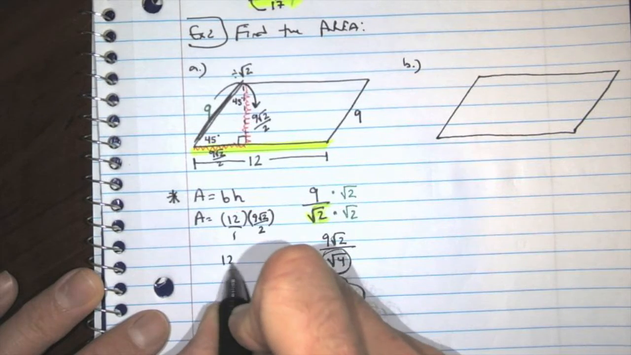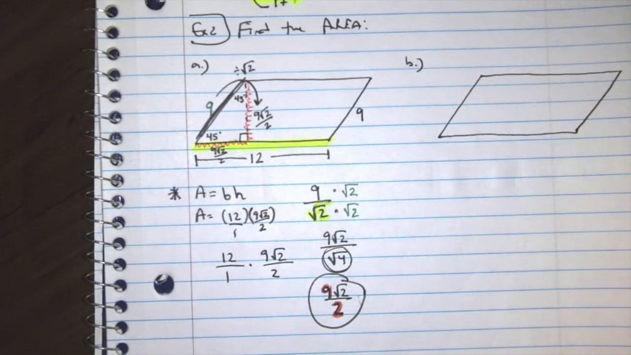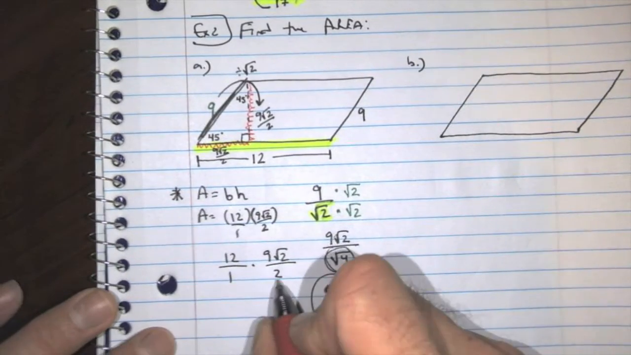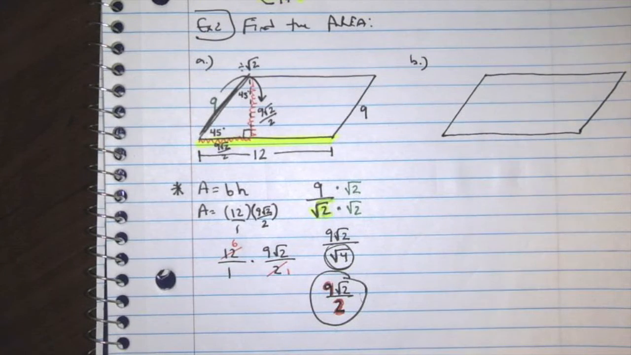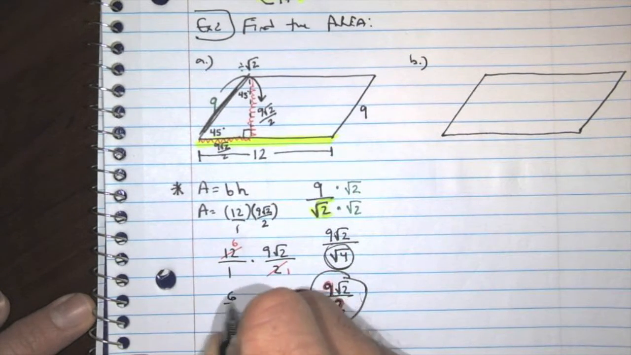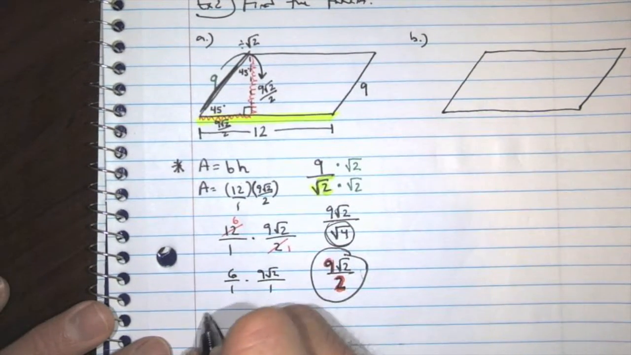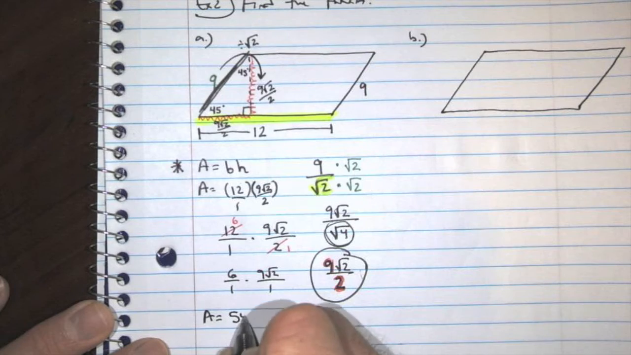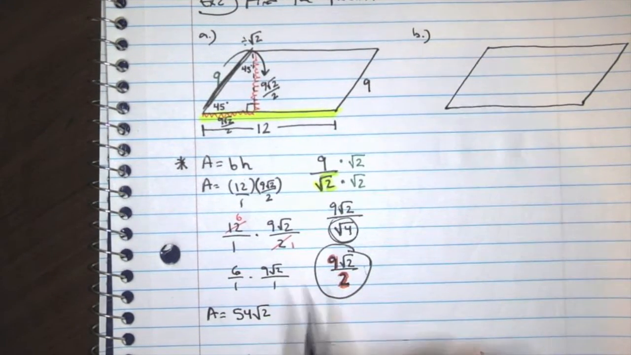That's going to be 12 over 1 times 9 root 2 all over 2. And you can just multiply tops together, bottoms together. I'm going to choose to cross cancel, because 2 goes into 12 6 times. So that's going to be 6 over 1 times 9 root 2 all over 1. Multiply tops together, bottoms together. You're going to get area equals 54 root 2 over 1, but you really don't even need that.